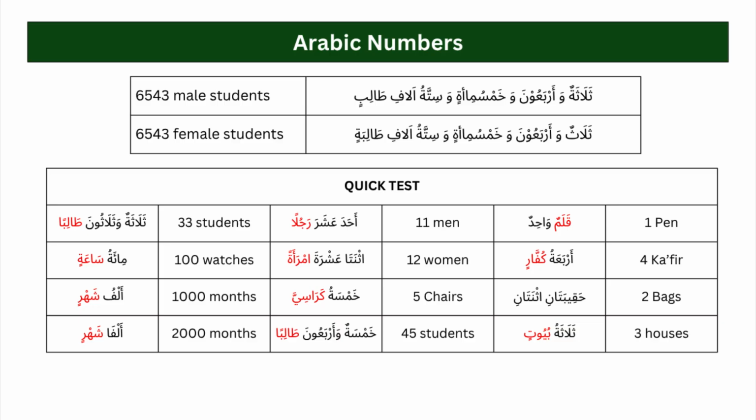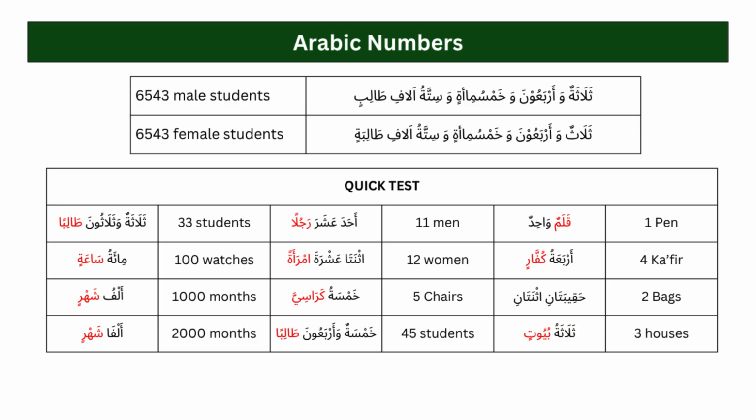3 houses. Thalathatu buyutin. This is from the 3 to 10 pattern. Number first. Plural madud, and gender opposition. 45 students. Khamsatun wa arba'una taliban. This is from the joined number pattern. Unit plus waw plus tens. Madud singular mansub. 2,000 months. Alfa shahrin. This follows the dual style pattern for thousand, counted nouns singular, and majrur.